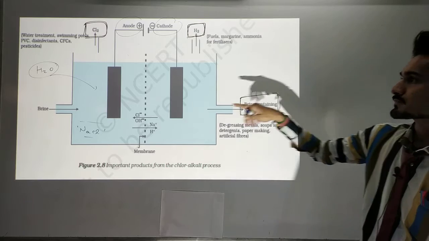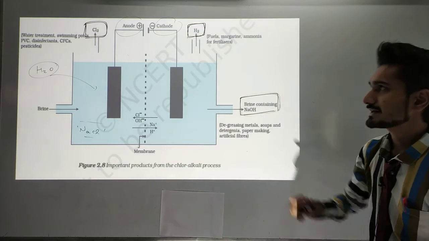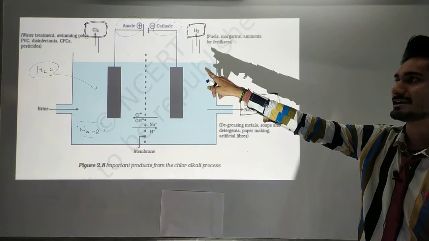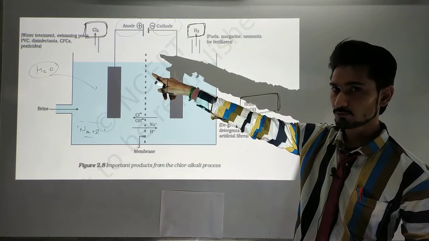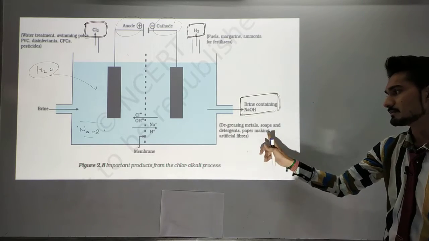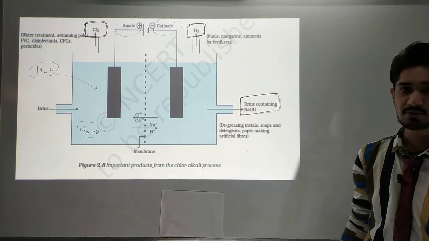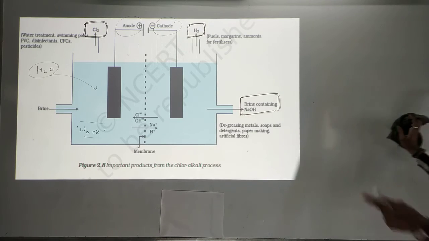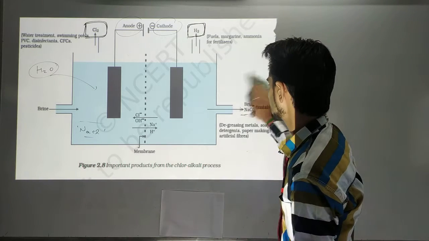Okay. One more time I will repeat that chlorine will be used in water treatment, swimming pool, PVC and CFCs, which means chlorofluorocarbons, and pesticides, and sodium hydroxide will be used in metal, soaps, detergents and paper making. Okay. I am going to erase that and we will start the next topic from this byproduct. Okay.